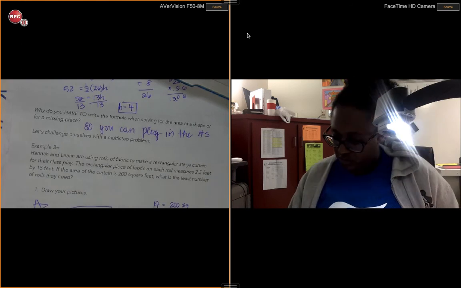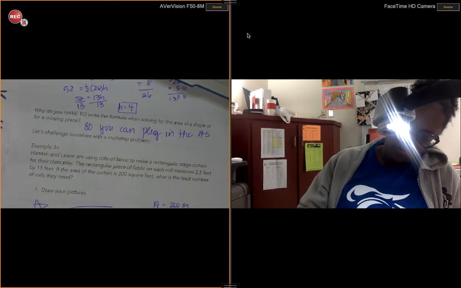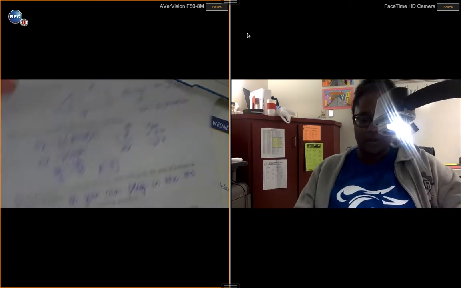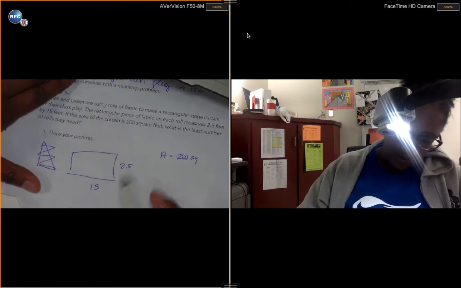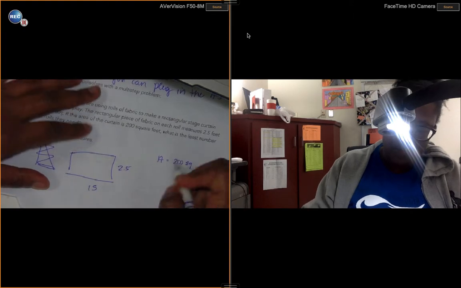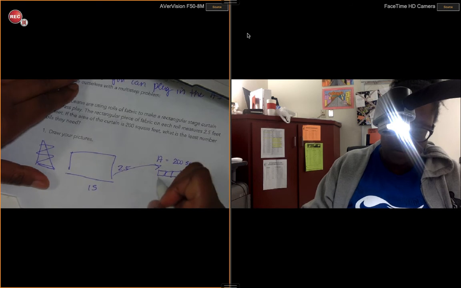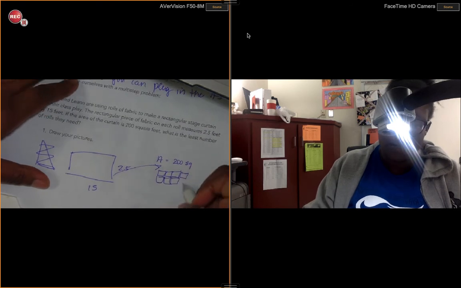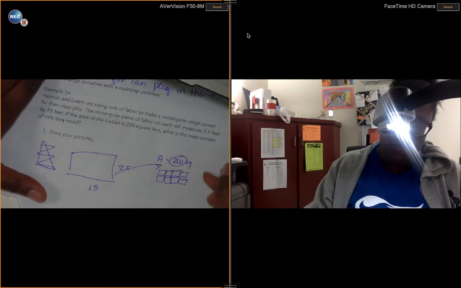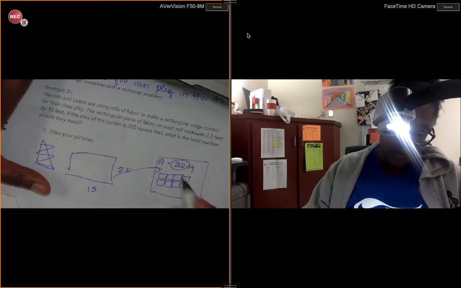Okay, let me check something real quick. So they're using this one for fabric, and then this is our little piece of fabric. And all these, like we're going to take this and put it here, and put another one, and another one, and another one. And we want that all to equal 200 square feet. So we know the area of the really big piece, but we don't know the area of the small piece. So we need to find the area of the small piece first.